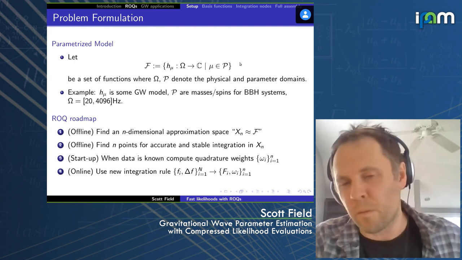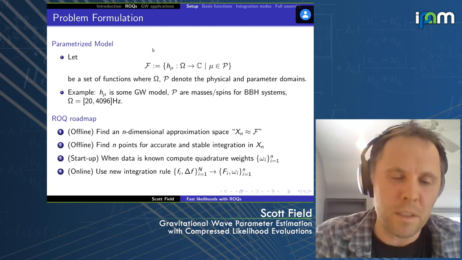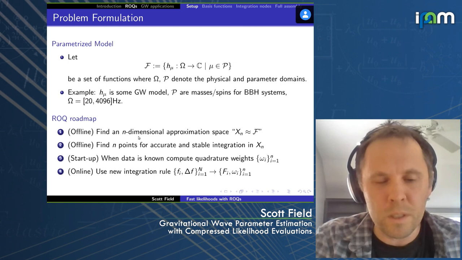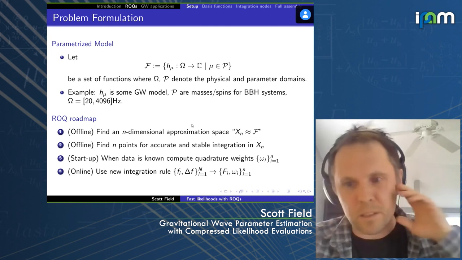Maybe we're looking at binary neutron stars, so the masses are quite small, maybe 1 to 3 solar masses or something. Once we've made these choices, we've defined this set of functions, and we have a couple of things we need to do. The first thing we need to do is actually very much related to one of the parts in, I think it was the compression step of Stevens neural network, where you want to find a linear subspace representing the data. So that's step one for us as well.